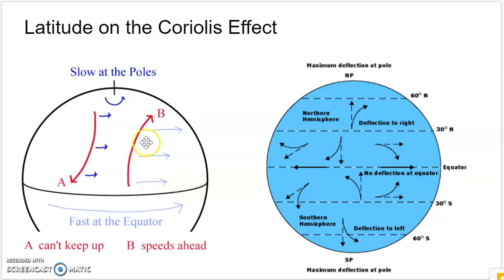I always bend to the right in the northern hemisphere. No matter what direction I'm going, I bend to the right. And in the South Pole, it's the opposite. I bend to the left, no matter what direction. And that's because of the Coriolis effect. The air is always going to bend to the right as it moves in the northern hemisphere. The air is always going to bend to the left in the southern hemisphere.